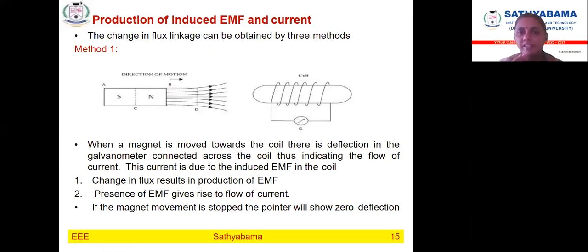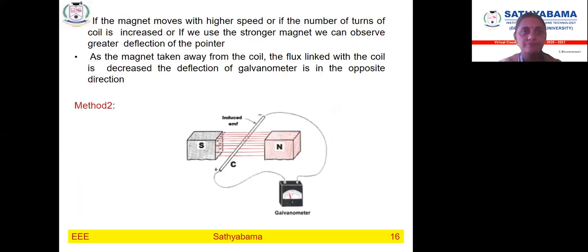Okay, and when this is going to be stationary, there will be no change in the galvanometer. As a result, the EMF induced will be zero. Clear? This is method one. So method one, we are changing the magnet.